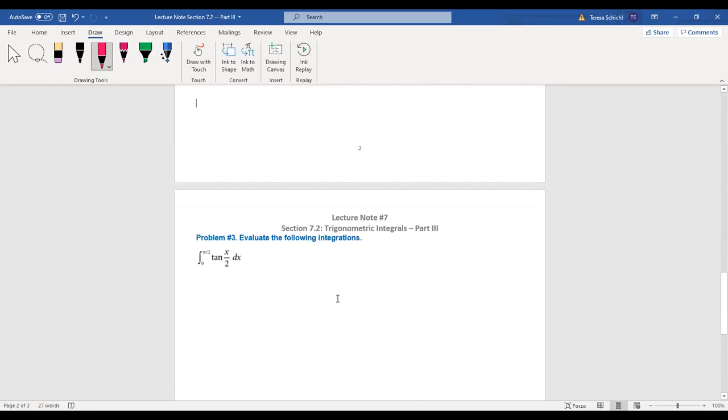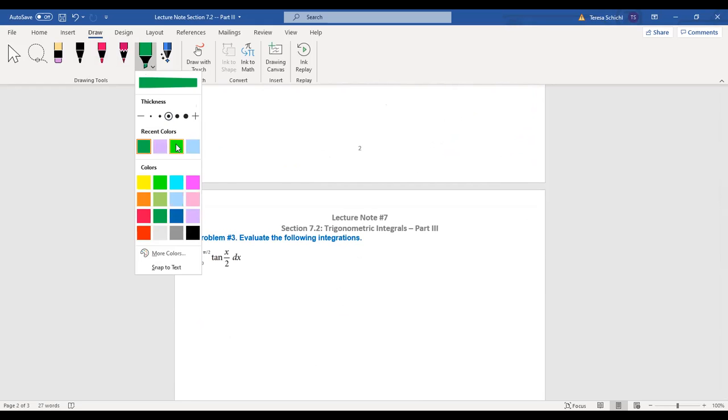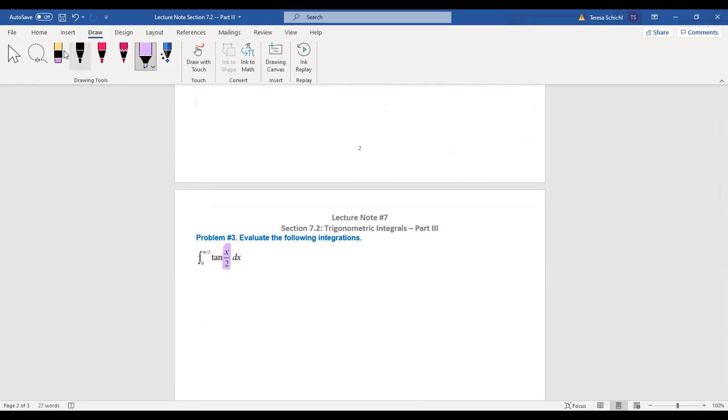So this is tangent of x over 2 here. I think this one is pretty straightforward, pretty easy. Here is the x over 2. Well, I know the tangent x, right? So I would just do a u sub. Let me use a different color for the u sub. I would say u is equal to x over 2.